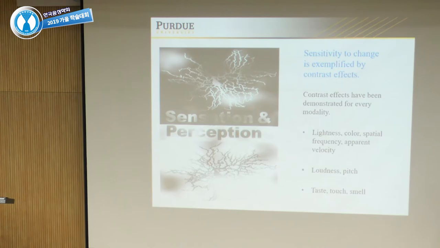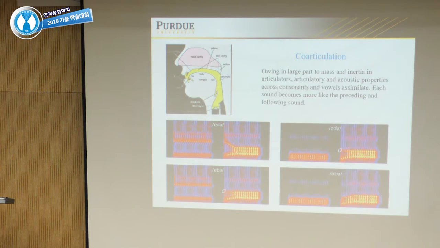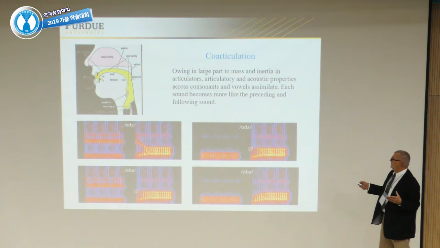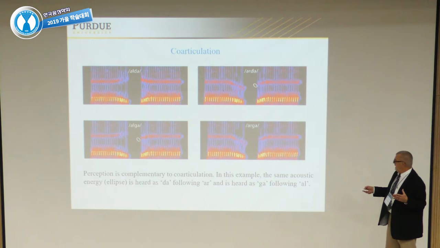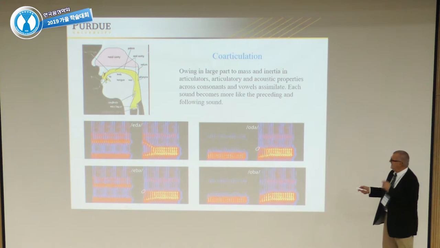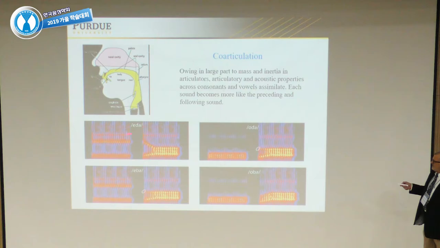So we had done a lot of studies back some time ago, seeing whether this kind of spectral change could actually undo the assimilation due to co-articulation. So here's an example with, sorry, this clicker is not my native clicker. So I have too much experience with one in the opposite direction. But basically, experiments like this, Ada, Oda, Eba, Oba, and we know that it's precisely the same acoustic energy here following O is heard as Da here, and the same half syllable is heard as Ba following A.